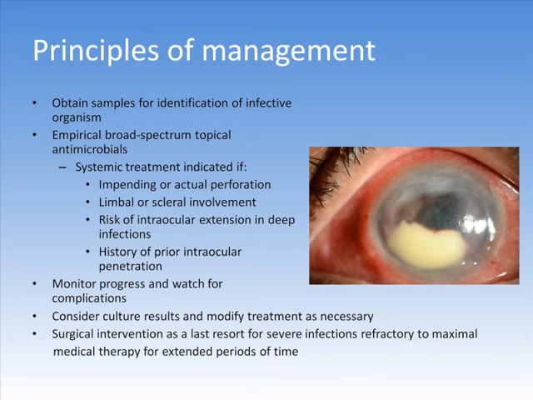In the management of a patient with infective keratitis, we must first obtain samples for identification of the infective organism. Empirical broad-spectrum topical antimicrobials should be started. Systemic treatment is indicated if there is impending or actual perforation, limbal or scleral involvement, risk of intraocular extension in deep infections, and history of prior intraocular penetration.